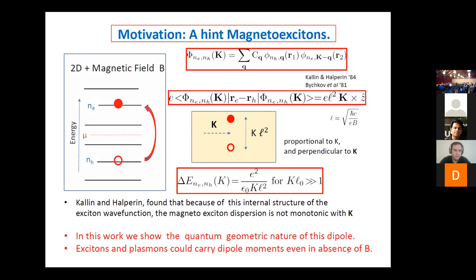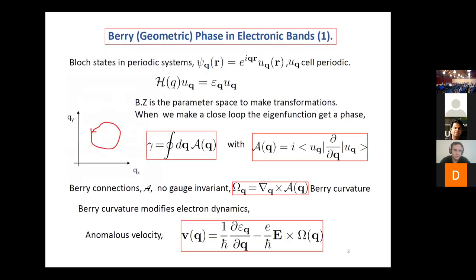So it's something that is of the internal structure of the wave function. And even more, we are going to find that this dipole moment in this exciton can also appear in cases where you have no magnetic field. In particular, we are going to show that it could happen in plasmons and also in interlayer excitons.